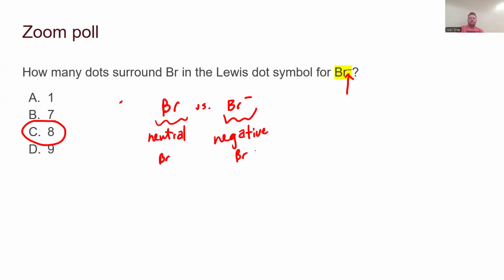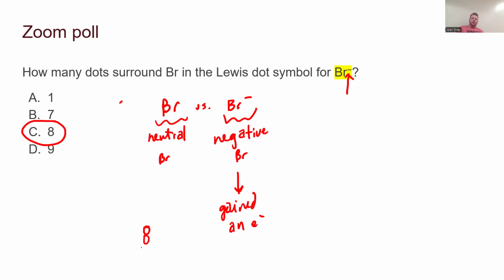So as a negative Br, this has gained an electron. And I think most people probably look at the Lewis structure for Br and say, okay, it has 7 valence electrons. Great. Now, what if it's Br minus? Well, that means it gained an electron, so I'm going to draw in a total of 8 electrons.